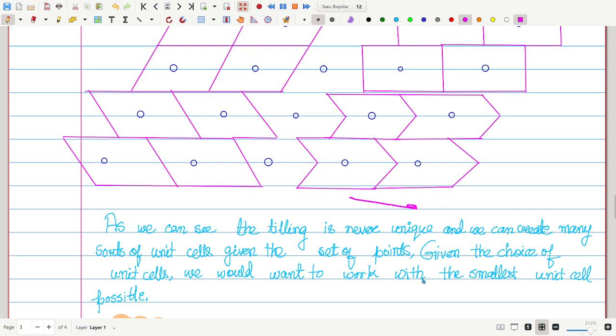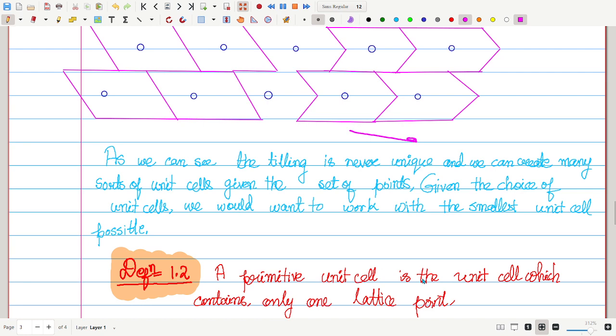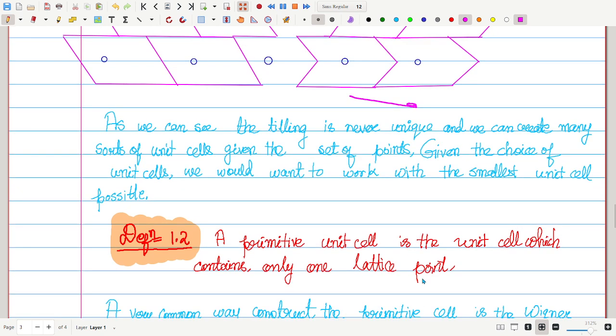Okay, so as we can see, the tiling is never unique and we can create many sorts of unit cells given the set of points. Given the choice of unit cells, we would want to work with the smallest unit cell possible, because that is the simplest concept and the simplest one to work with. So now what we define is the primitive unit cell. A primitive unit cell is the unit cell which contains only one lattice point.